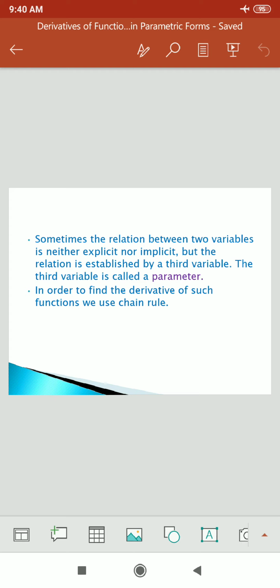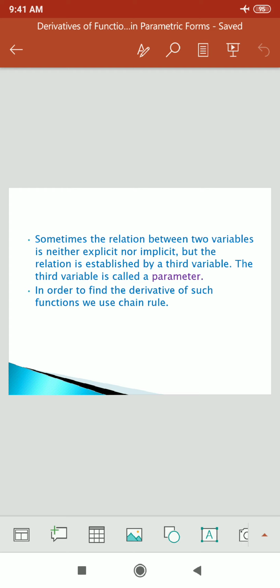Sometimes the relation between two variables is neither explicit nor implicit, but the relation is established by a third variable. Whenever we have a relation between two variables, that means y and x, dependent and independent variable, when the relation is neither in explicit form nor in implicit form, and at that very time the relation is established, is expressed by some third variable, such forms are called parametric forms.